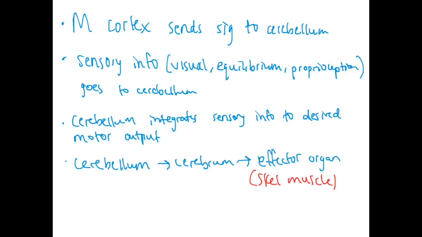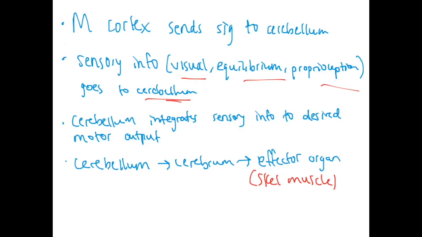So let's give some more words to that. We're just going to say the motor cortex, the association motor cortex. The motor cortex sends a signal. And let me write some stuff up and we'll talk. All right, so our motor cortex sends the signal to the cerebellum, and at the same time, through these ascending spinocerebellar tracts, we're getting the sensory information about visual, equilibrium, proprioception. That's all going to our cerebellum.